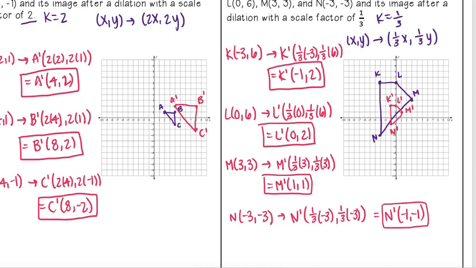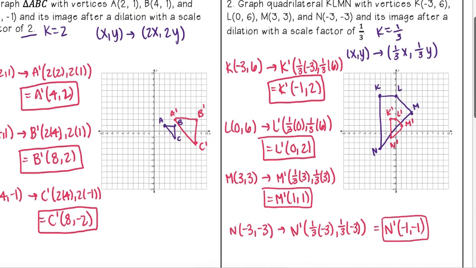If you notice with 1/3, an easier way to think about that is instead of multiplying by 1/3, you're really dividing all these numbers by 3. So like for instance with (3, 3), multiplying by 1/3, that's the same thing as dividing by 3. 3 divided by 3 is 1. Or negative 3 divided by 3 is negative 1, and so on.